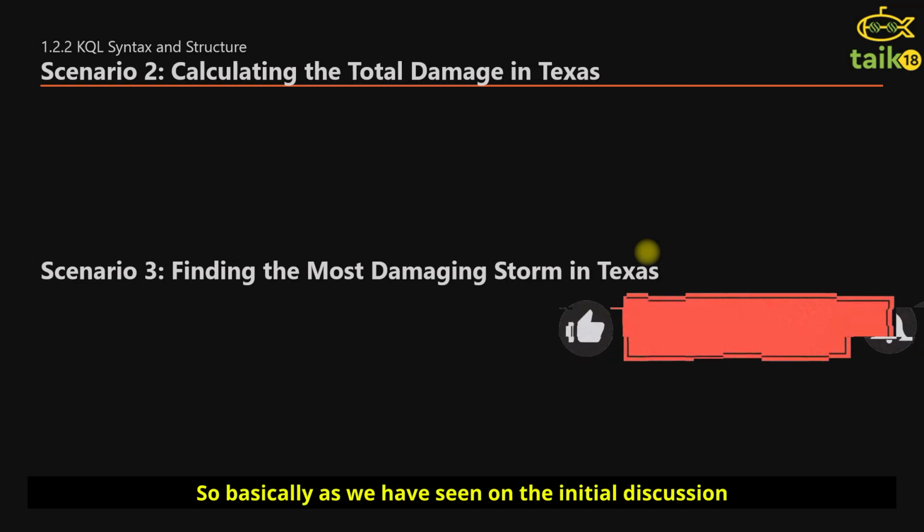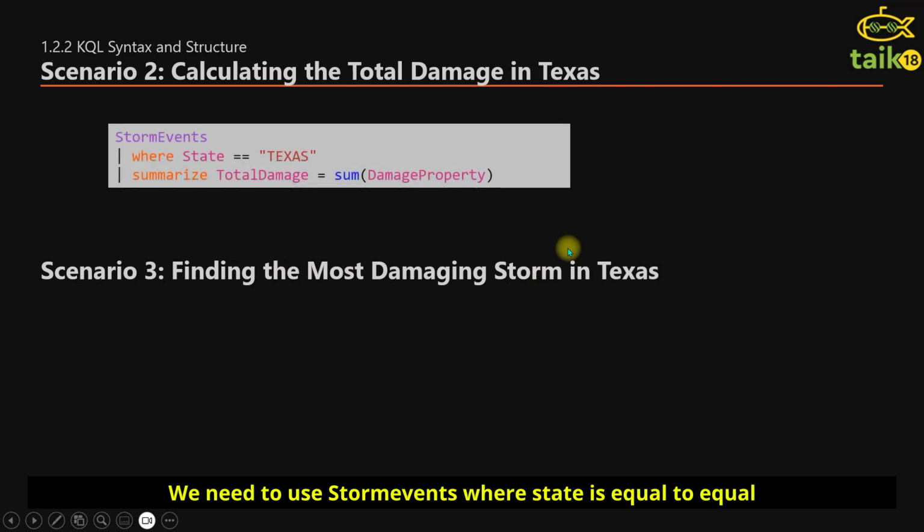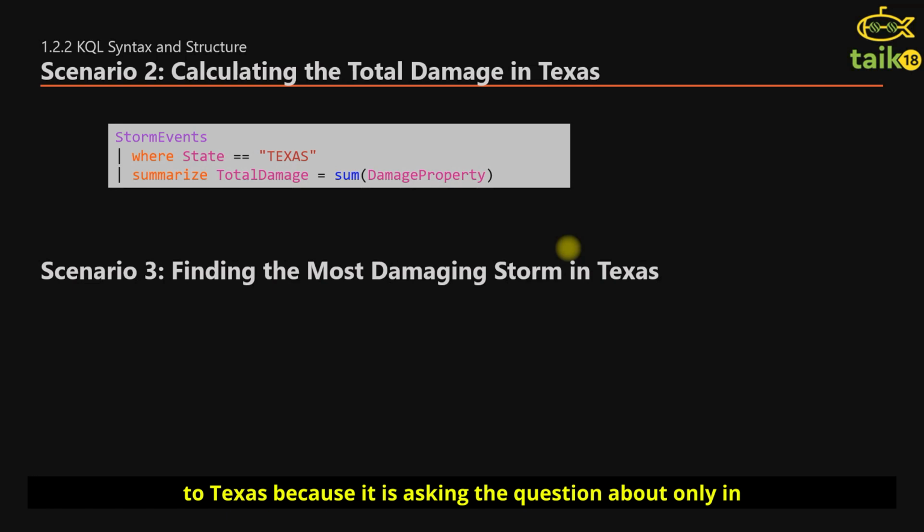So basically, as we have seen in the initial discussion, we have a summarize function. So we need to use summarize and then sum up the total damage in order to get that value. For that, it's a simple thing. We need to use StormEvents where State is equal to Texas, because it is asking the question only about Texas. And then we need to use pipe summarize total damage is equal to sum of damage property here.